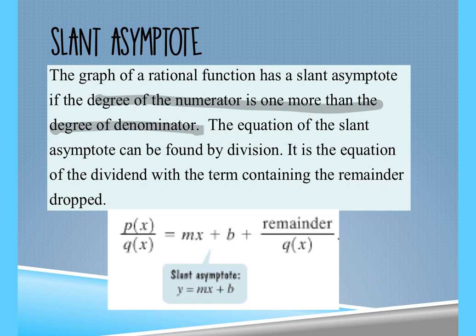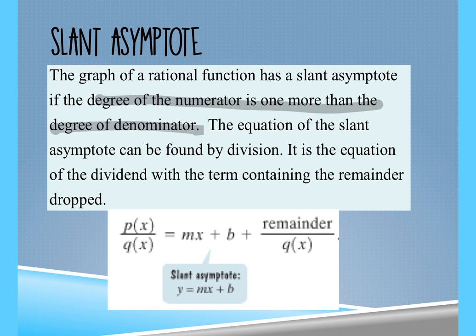If there's a slant, there cannot be a horizontal. So those two cannot both exist, okay? They can both exist with a vertical, but they cannot exist with each other. So horizontal and slant do not exist together because horizontal doesn't exist if the one in the top is more, and slant only exists if the one in the top is more, specifically 1 more.